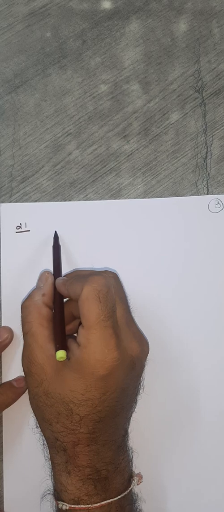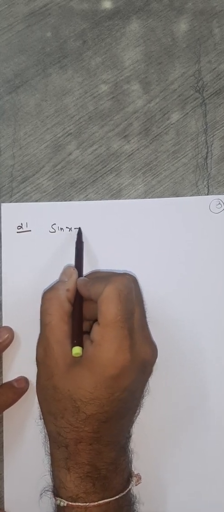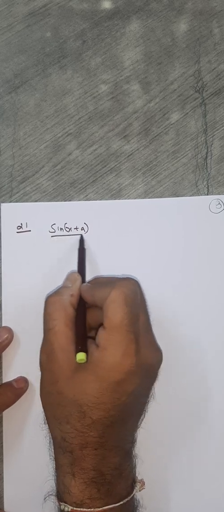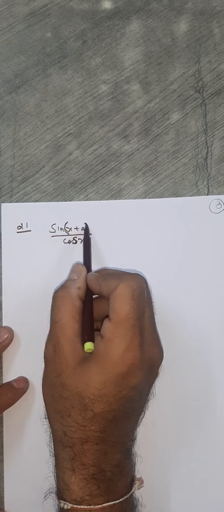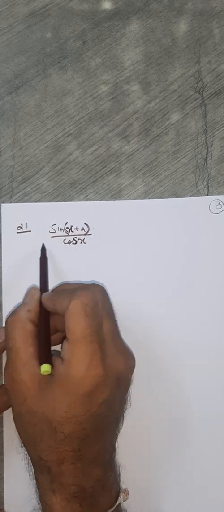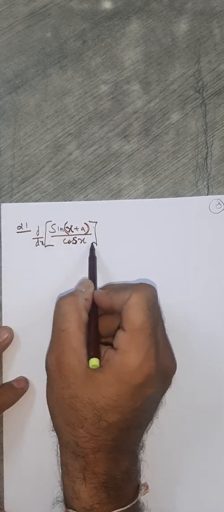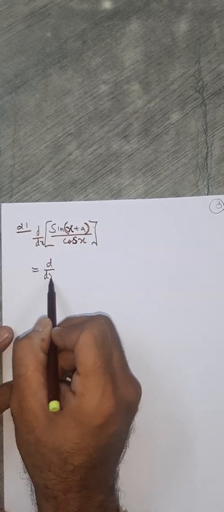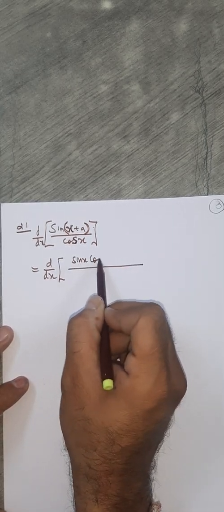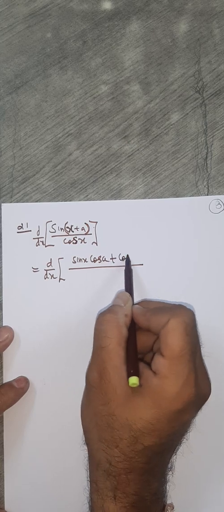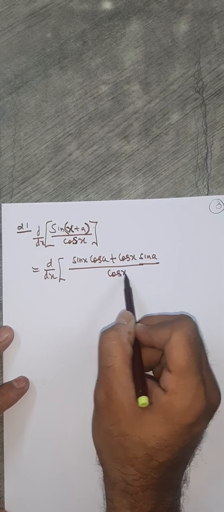20th is also about the division rule. I'll go to 21, which is sine of x plus a upon cos x. Now directly you cannot use the division rule because you don't have the derivative of sine of x plus a. So what we do, as we did earlier, we expand it. Before I differentiate it, this is sine x into cos a plus cos x into sine a upon cos x.